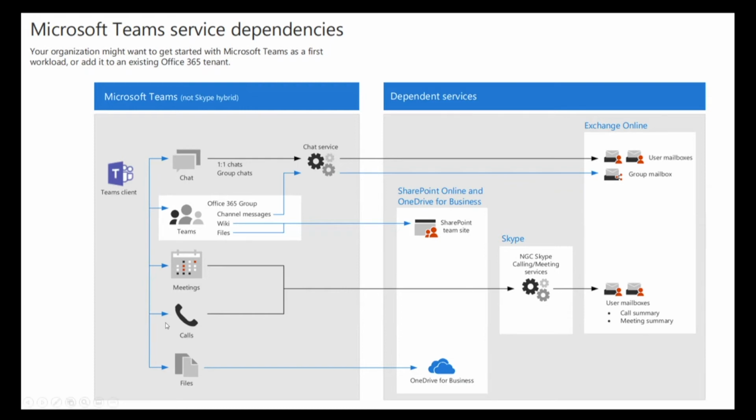So meetings and calls, the data repository for where those are stored, like your voicemails and your meetings for the calendaring and all of that, is stored in Exchange Online. So that is the data repository for all of that. And then same thing with your chats. Your chats are actually stored in your Exchange Online mailbox. That's where the chat histories and such are stored.